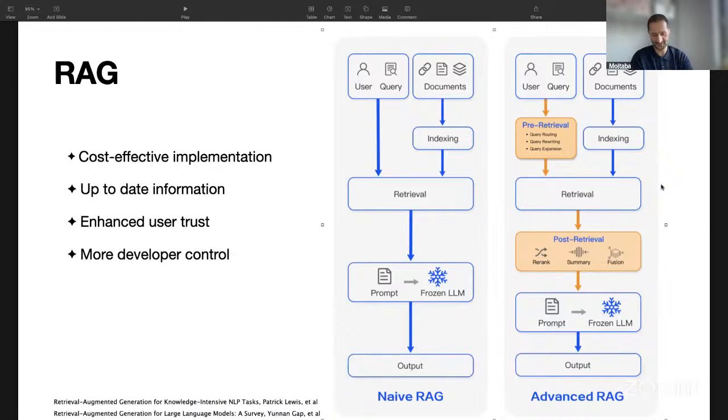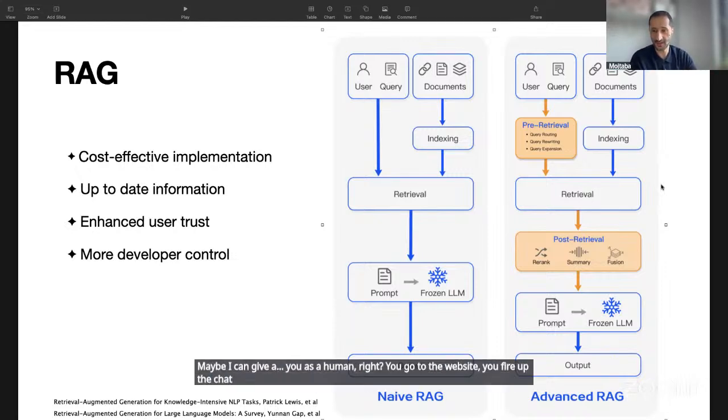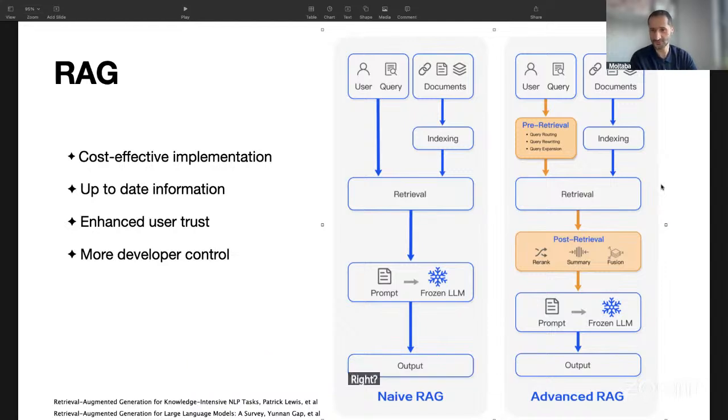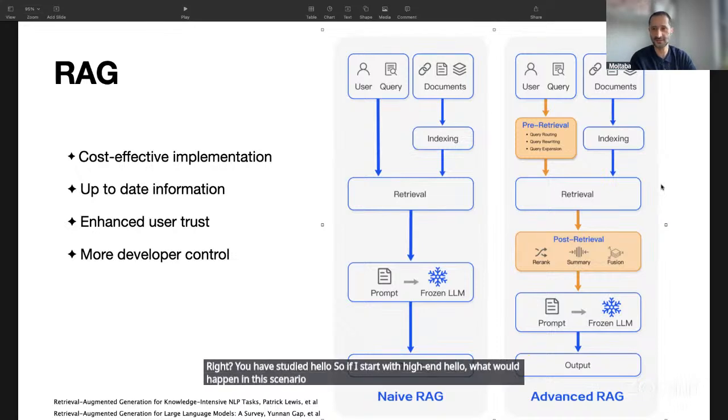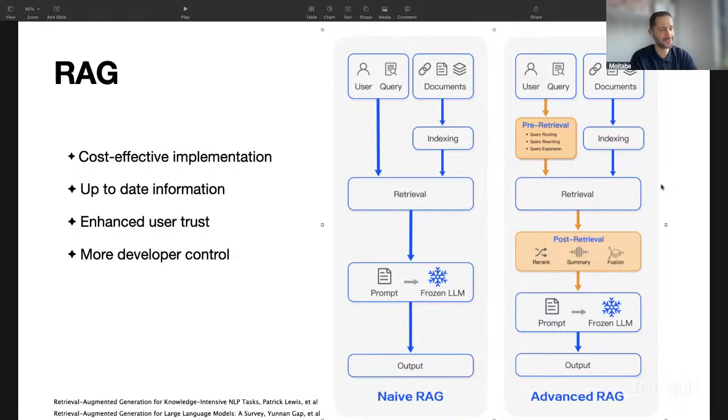Maybe I can give you another example. You as a human go to the website, fire up the chat, and start with hi, or hello. What would happen in this scenario? It goes to the documents, trying to find what documents are similar to hello and hi. Does my document contain the word hello? So you see that RAG is now a bit struggling.